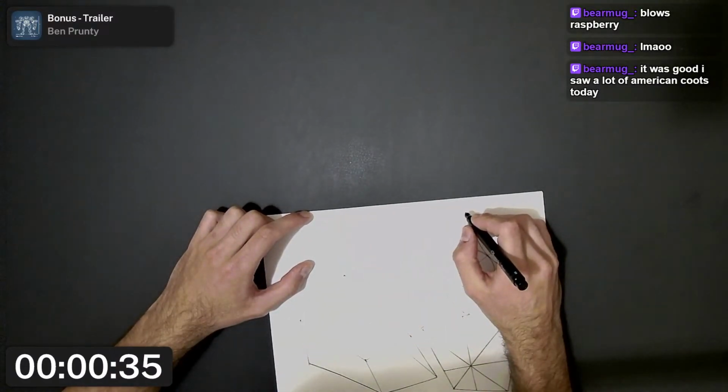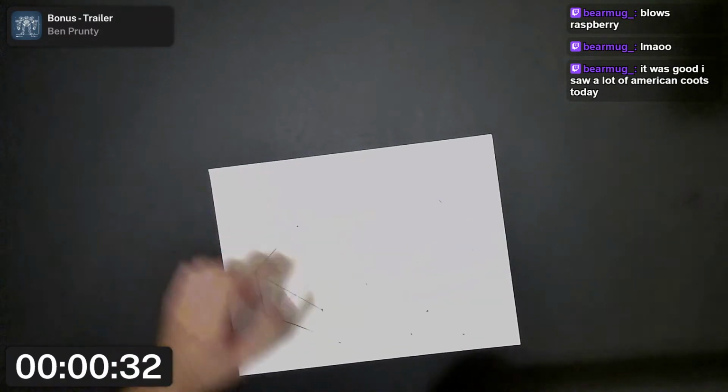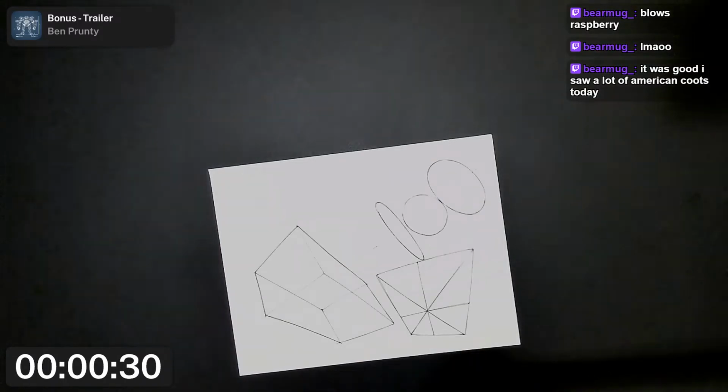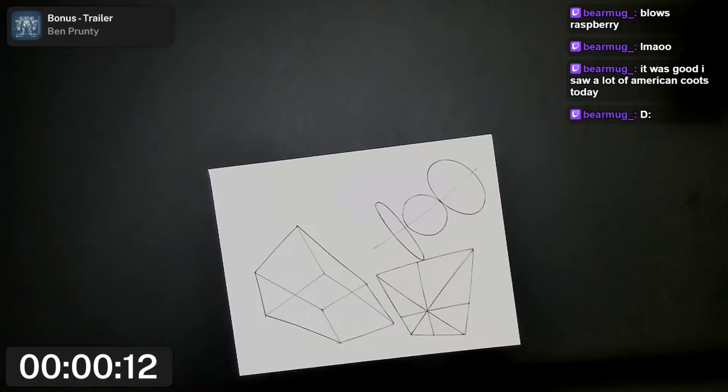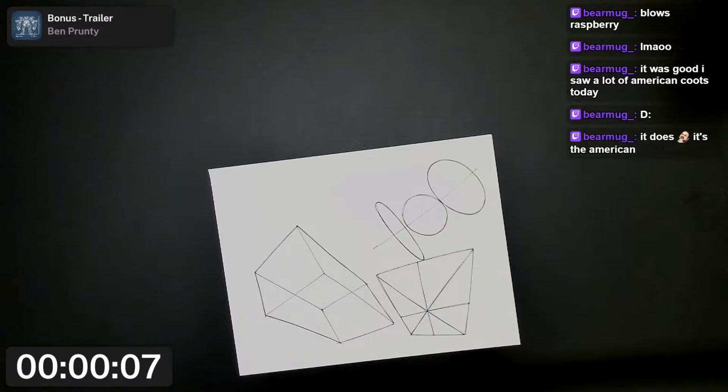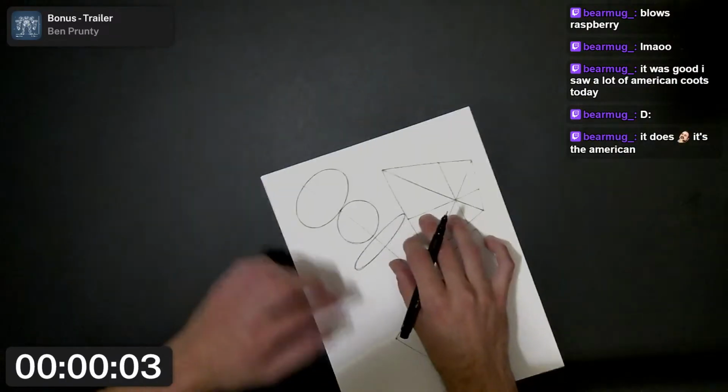Good to see a lot of American coots. I thought that was a bad word. I'm not gonna lie, American coot sounds like a slur. I'm sorry, I just wanted to be safe. That's the name of the bird. That's the one with the weird feet. Hell yeah, they are freaky looking, but I like it. I love the red eyes. They got some big old feet.